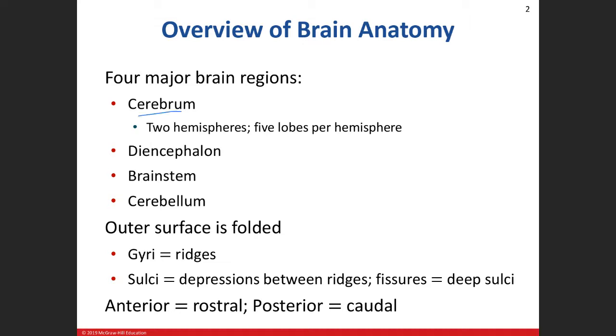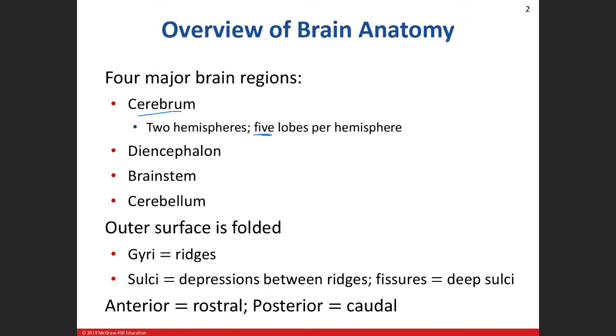That's the biggest part of the brain. There are 2 hemispheres, a left hemisphere and a right hemisphere. I should be more specific: a left cerebral hemisphere and a right cerebral hemisphere. And in each hemisphere, there are 5 lobes.